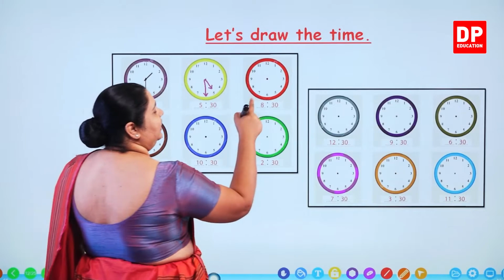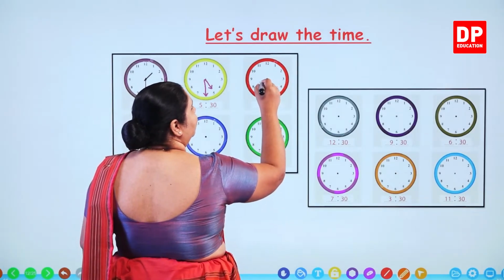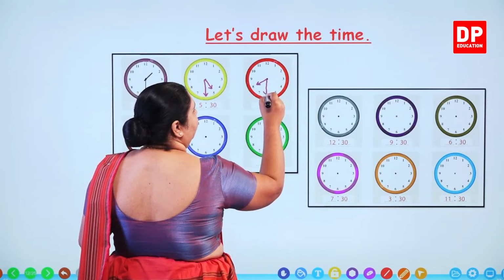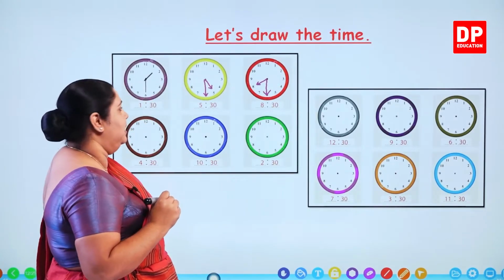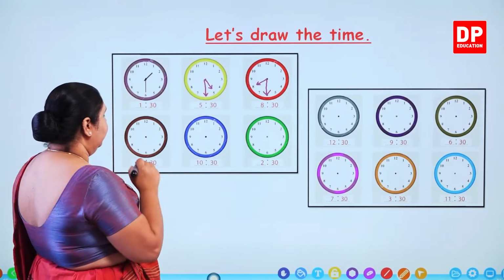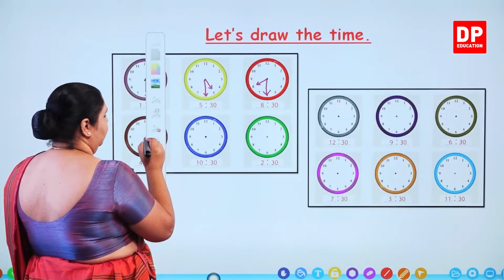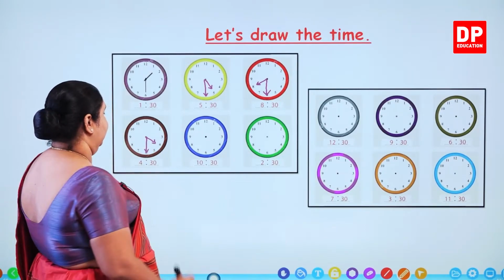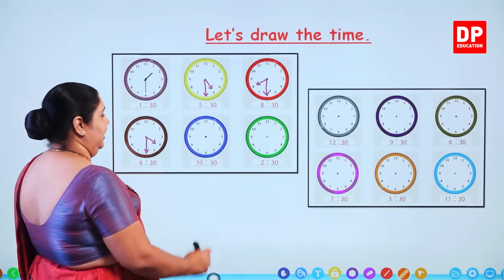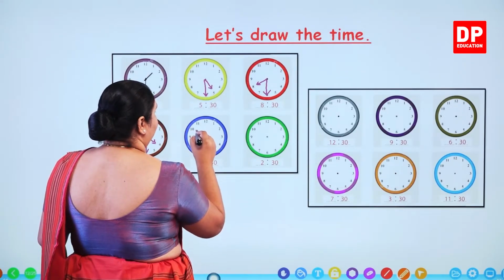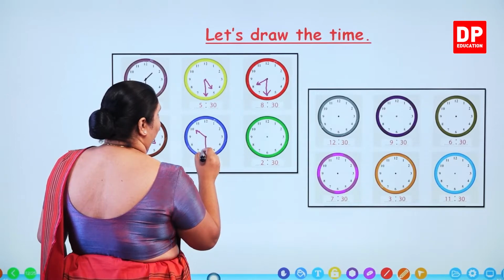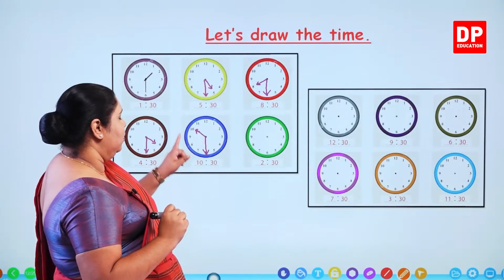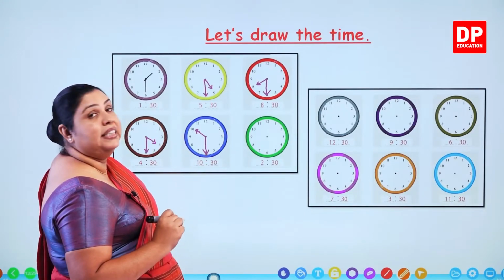Next one, 8:30. Now the hour should be with the small hand and 30 minutes gone. The long hand in number 6. Next one, 4:30. The short hand to number 4. The long hand to number 6. Next one, 10:30. The short hand will go to number 10 and the long hand will come to number 6. Can you see? The long hand is always in number 6 when it is 30 minutes.